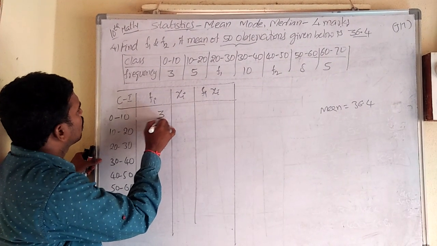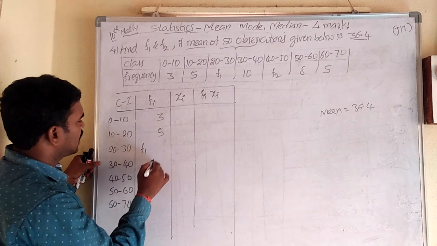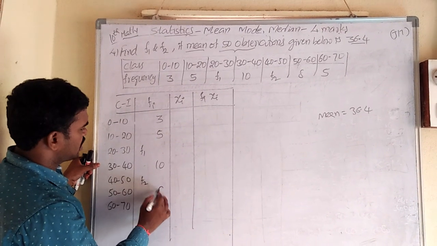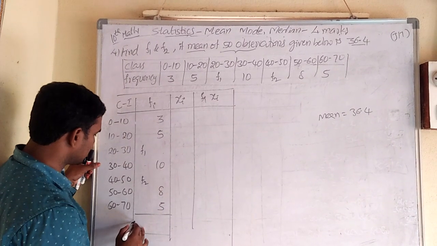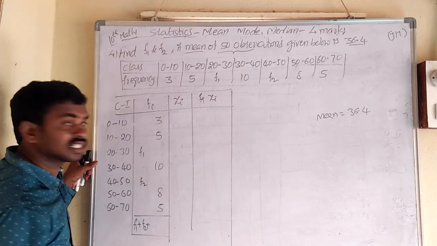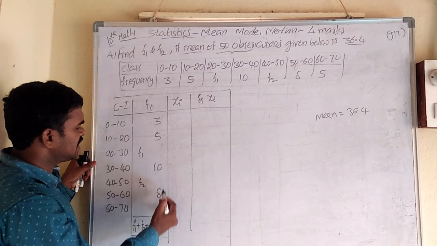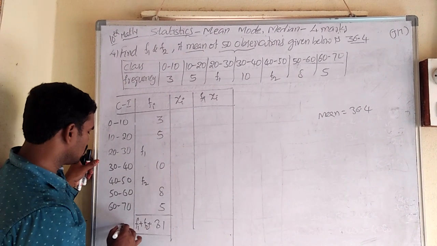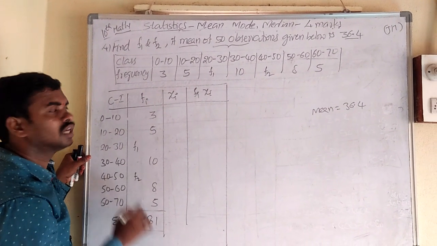Okay, now all the fi values. First one 3. Second one 5. Next, f1, I am writing aside. Next 10. Next f2, also I am writing aside. Next 8. Next 5. We have to add all these values. This is f1 plus f2 plus. And what about this? 3 plus 5, 8. 8 plus 10, 18. 18 plus 8, 26, plus 5, 31. Okay? So this is summation fi value. How much? f1 plus f2 plus 31.